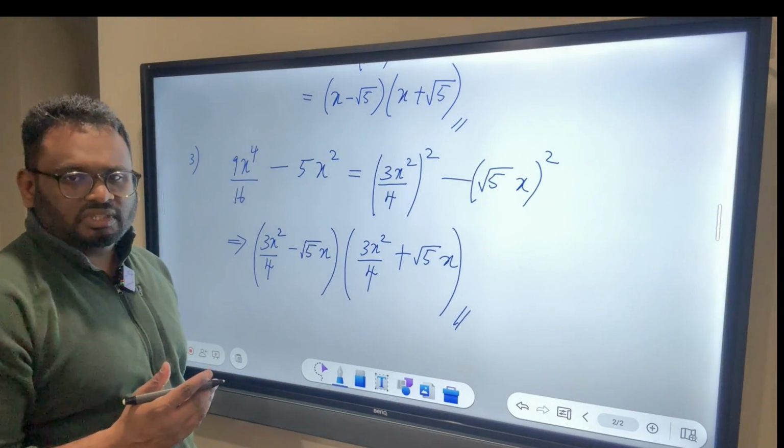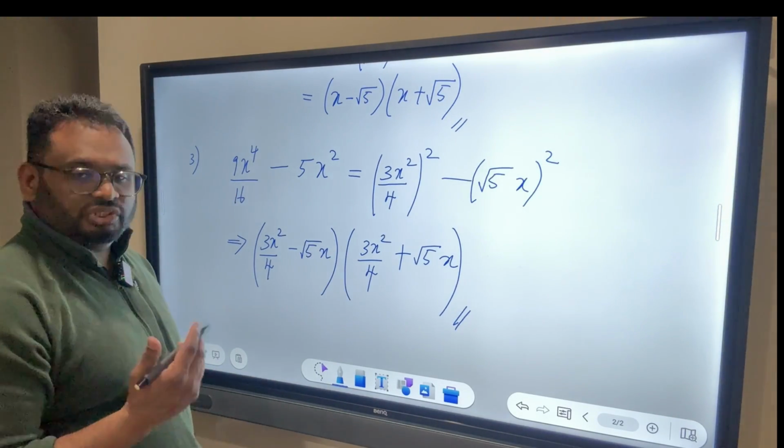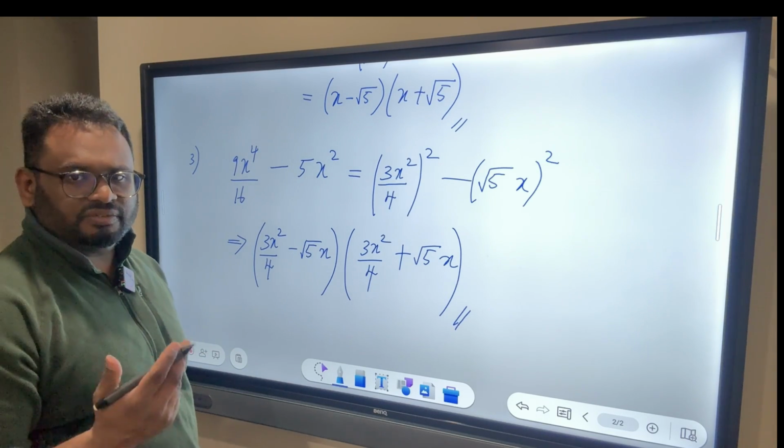So this is how we do difference of squares questions, and this is the theory about the difference of two squares.